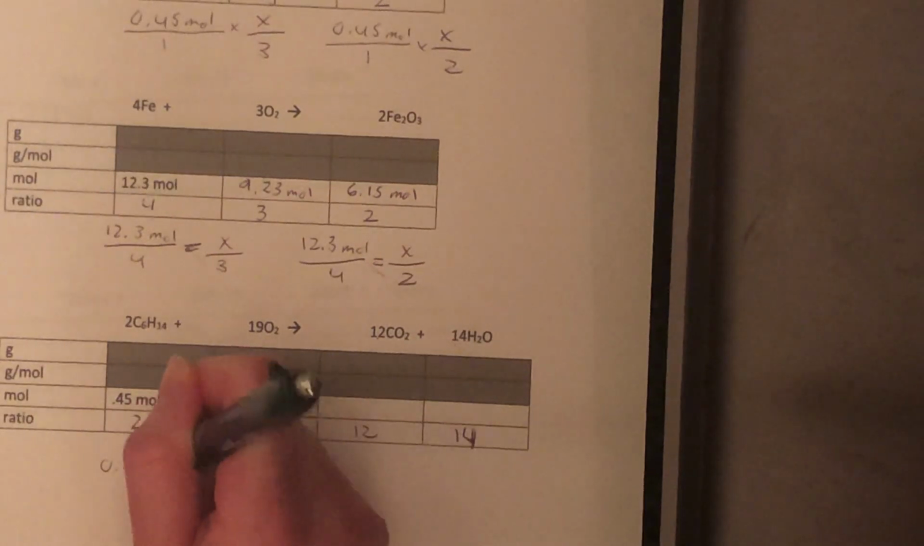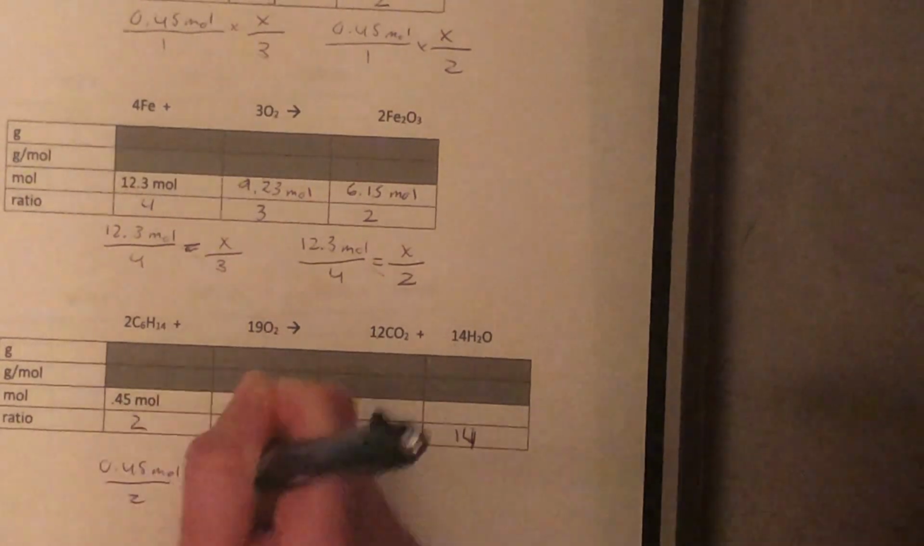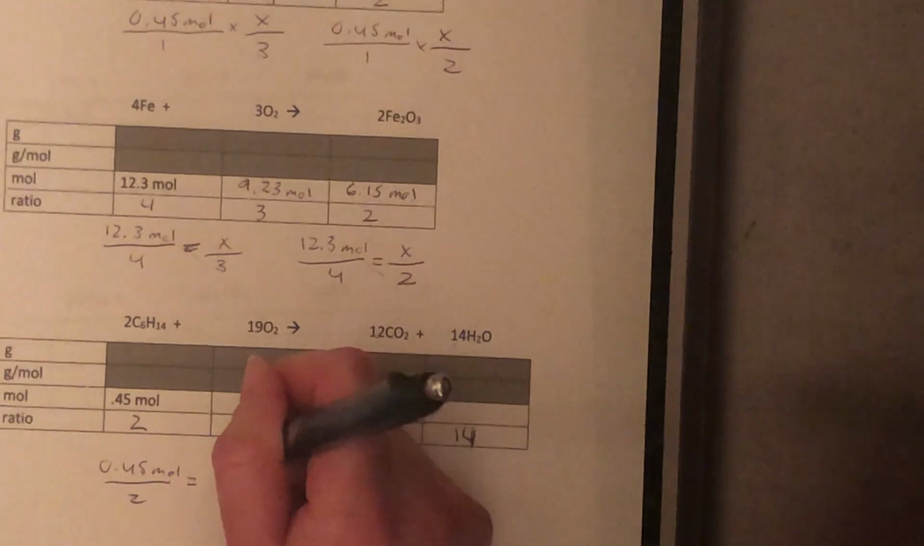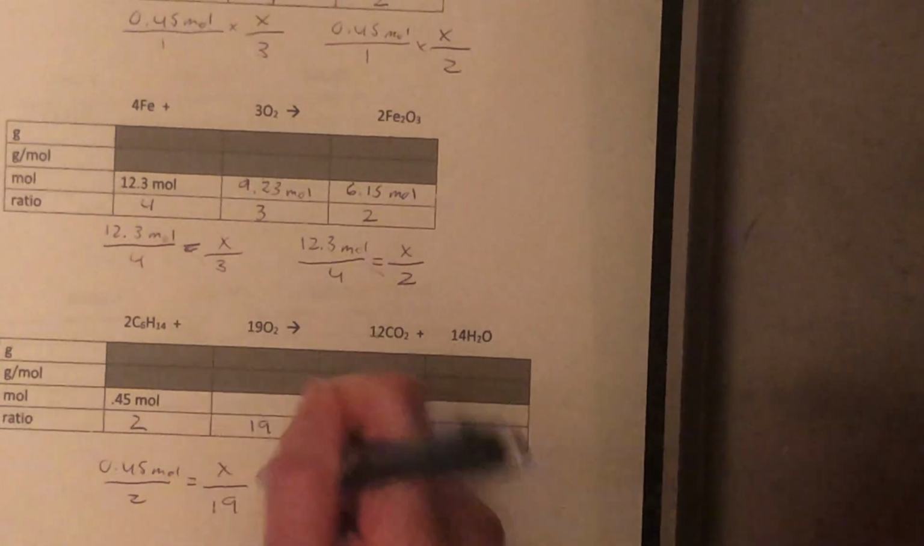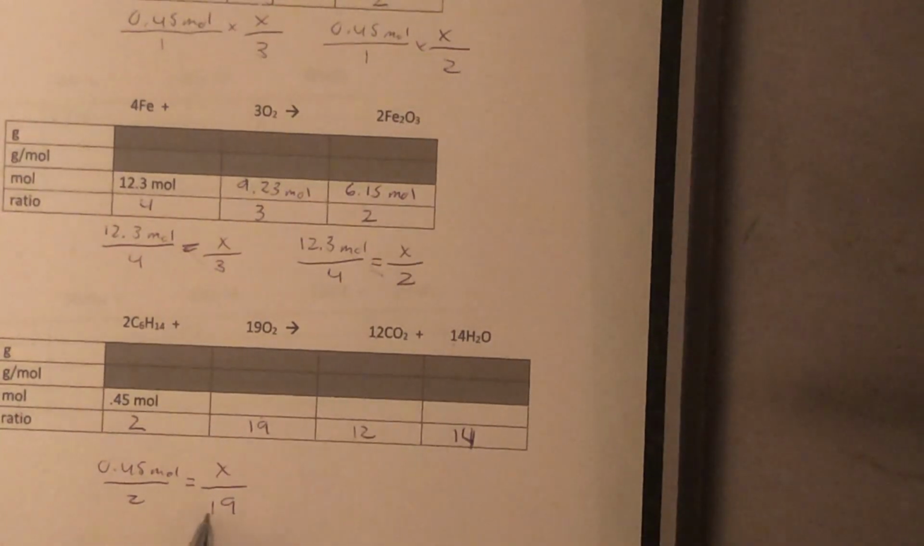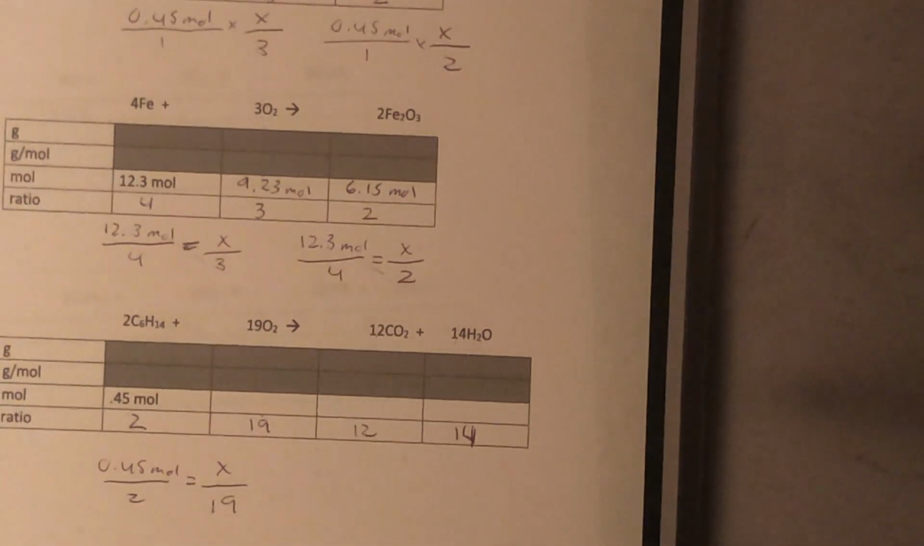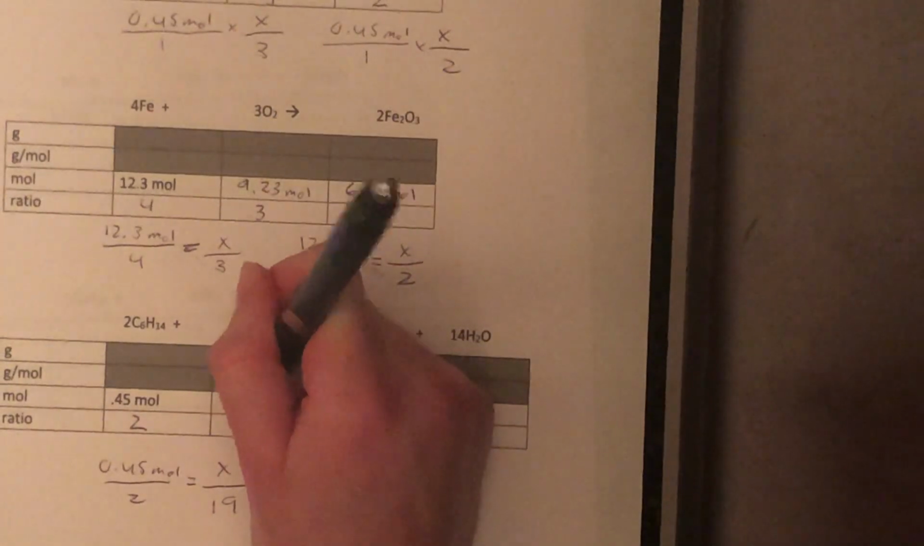So we have 0.45 moles, we have 2, that's going to equal x over 19. Multiply our 19 times our 0.45, divide by 2, we're going to get 4.3 moles.